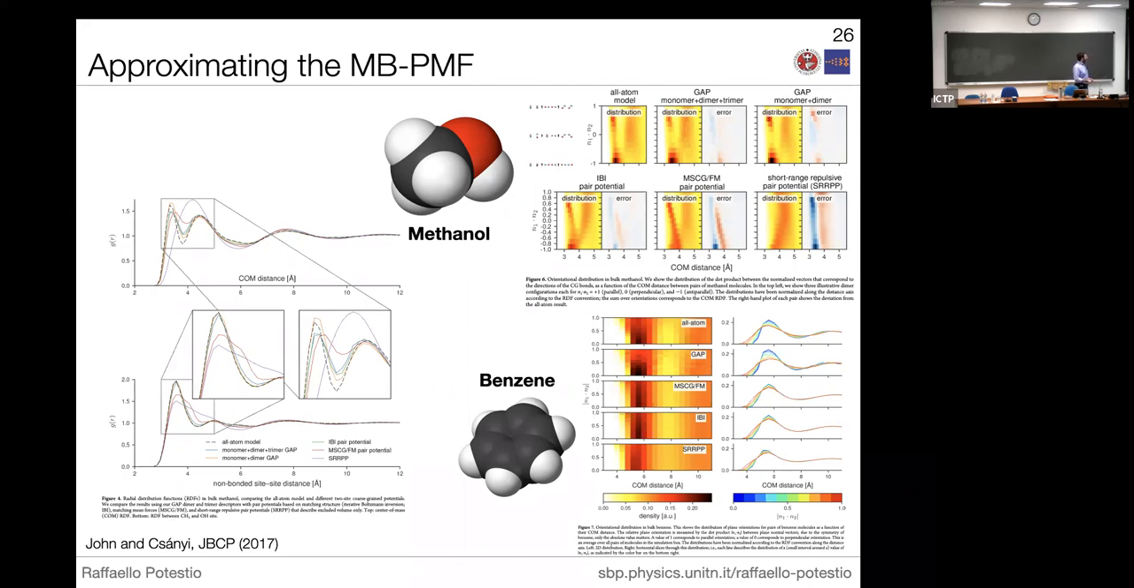While, for example, in the case of benzene, you get a very good result also in absence of the three-body term, because you see that the level of correlation that you have within the system at the three-body level is not particularly strong, it's not substantial. While in the case of methanol, it is important, and in order to characterize that and to reproduce that qualitatively better, you have a gain in accuracy by including a three-body term.